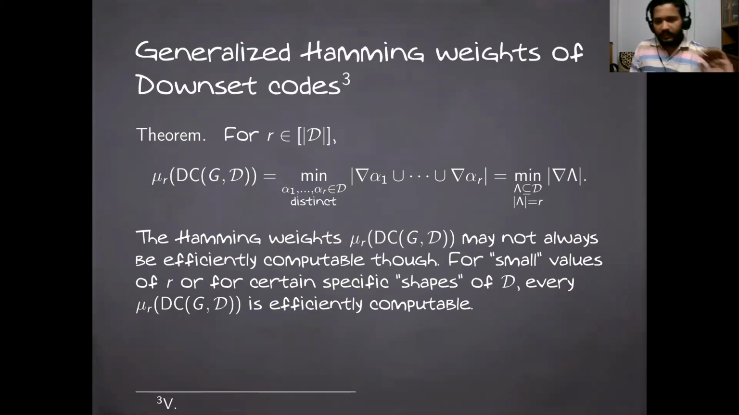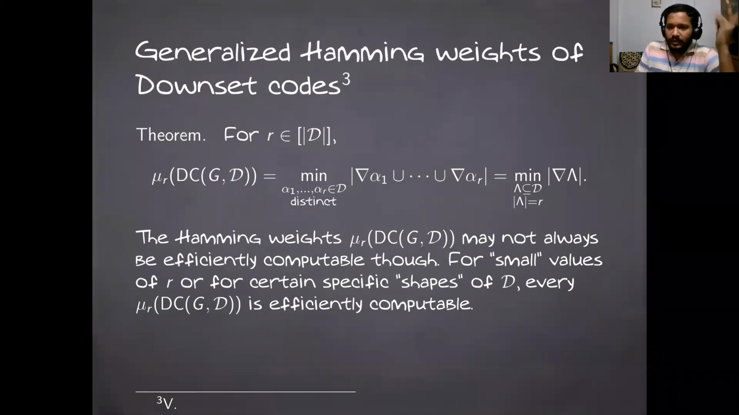However, as R varies from lower values to larger values, this characterization may not be enough when it comes to computability. You may not be able to efficiently compute it. So for small values of R, you can do it: 1, 2, 3. As far as R is constant in comparison to the downset size or the dimension, you can always compute it efficiently. For certain shapes of the downset also, you can compute it explicitly.